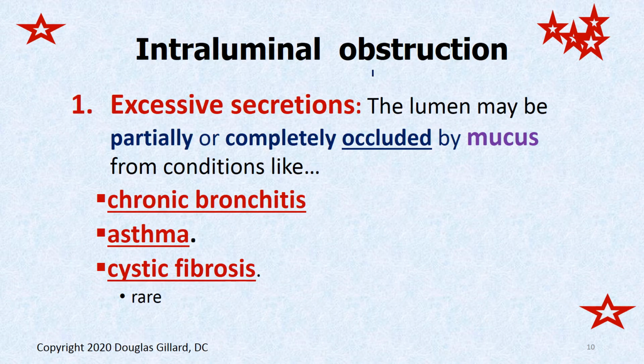Okay, kind of just talked about this, but let's hit it again. Intraluminal obstruction, again, that's usually from excess secretions. Everything I explained: chronic bronchitis, asthma, cystic fibrosis. Although it's a fairly rare disease, this can definitely cause chronic intraluminal obstruction. So these people with cystic fibrosis really have COPD.